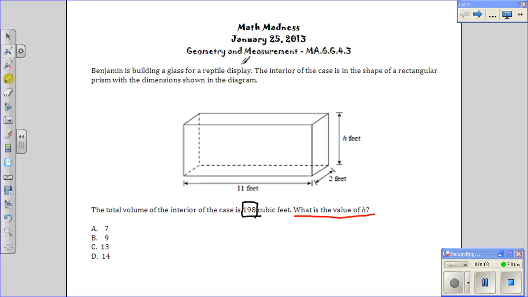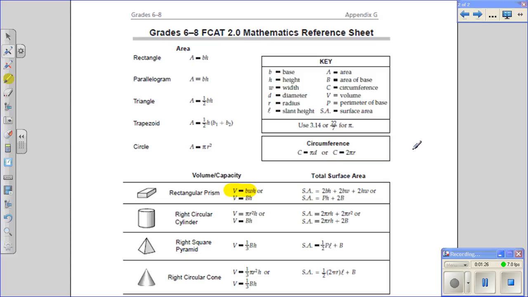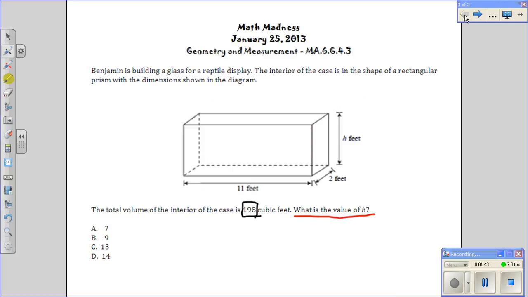So now, since we're doing a geometry measurement question, and we're talking about volume, that should trigger us to go to our reference sheet, which is a very valuable tool. So I'm going to go to my next page. And here we have a copy of the reference sheet. If you look in the section that talks about volume, it gives you a picture of a rectangular prism. We're going to use this formula: the base, the width, and the height.